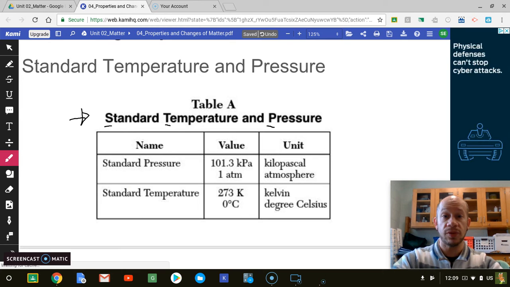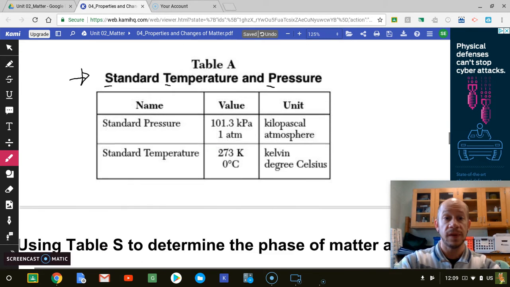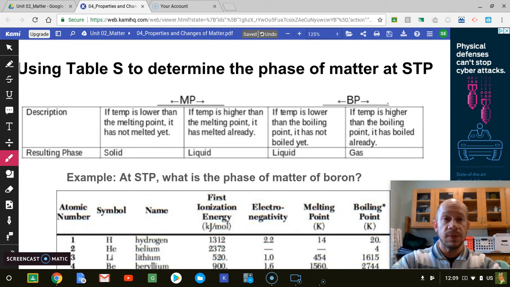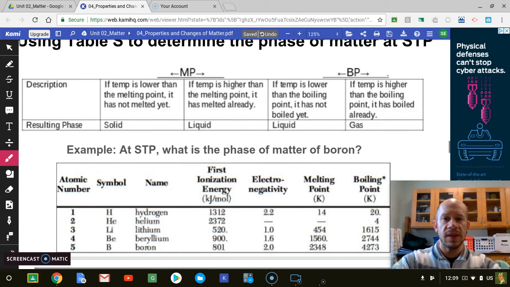Standard pressure is 101.3 kilopascals or 1 atmosphere. This is the same value. Standard temperature is 273 Kelvin, or 0 degrees Celsius. So, using Table S to determine the phase of matter at STP: when you look at Table S, you're going to see all these different labels at the very top. To determine the phase of matter at STP, we're going to look at our melting point and our boiling point.